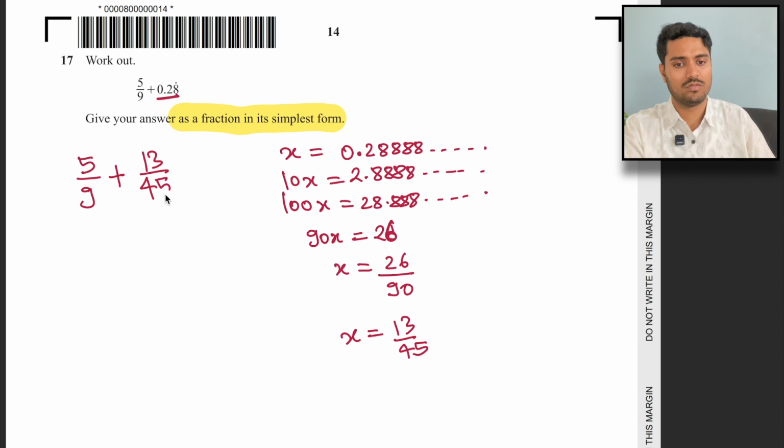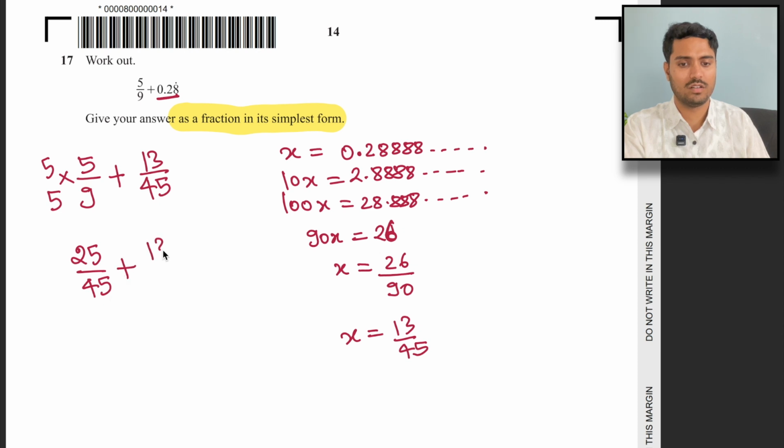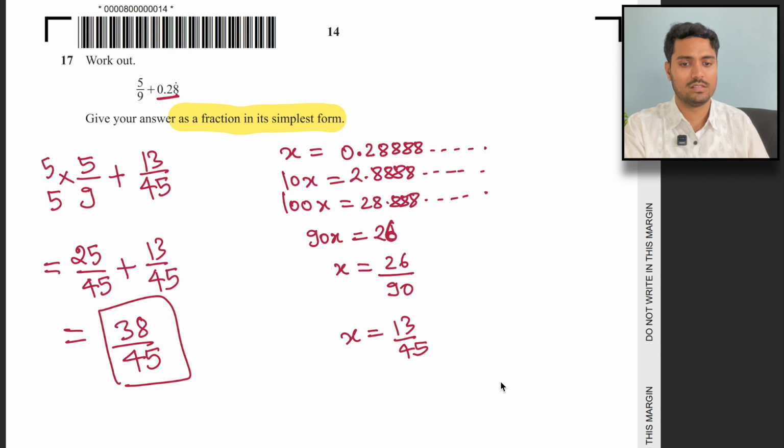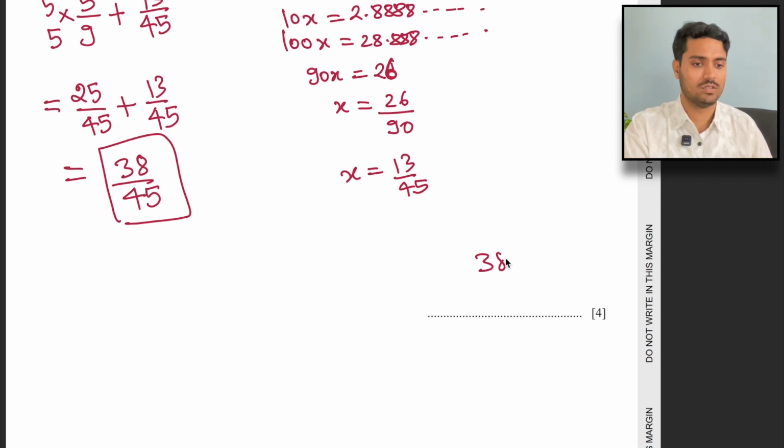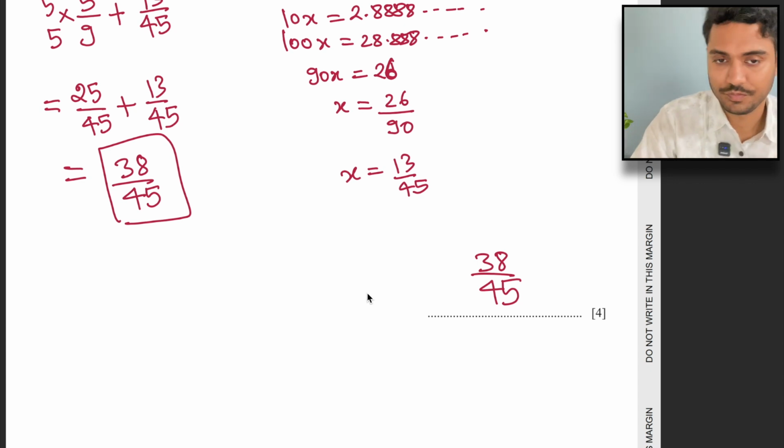Here we have to add 13 upon 45. So now how can I make this denominator as 45? By multiplying 5 and 5. So 5 5s are 25 upon 45 plus 13 upon 45. So this is going to be 38 upon 45. And that's the final answer. It cannot be reduced any further. Nothing is common. So 38 upon 45 is the final answer. Let's move on.